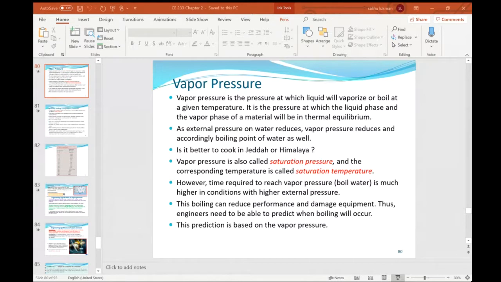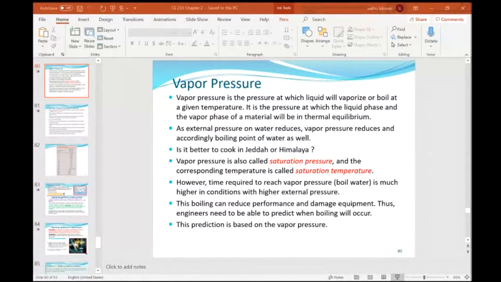Thus engineers need to be able to predict when boiling will occur, because as we are going to see in the case of cavitation in pipe flow, once the pressure in the pipeline reduces below the vapor pressure of water, then cavitation occurs, which leads to the formation of bubbles. The bubbles, once they reach higher pressure, burst, and when they burst, they attack the pipe material, so they cause some scouring effect. This we are going to see. This prediction is based on vapor pressure.